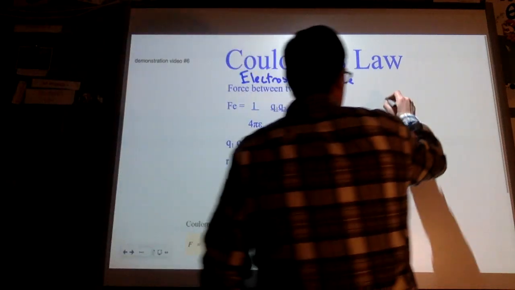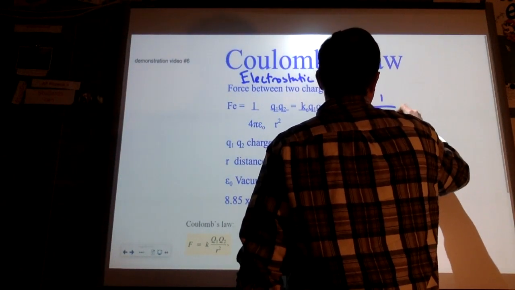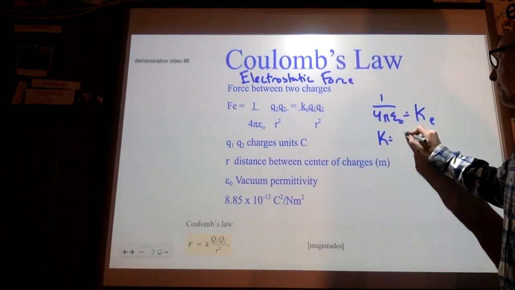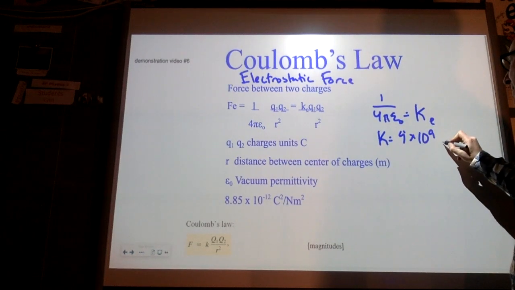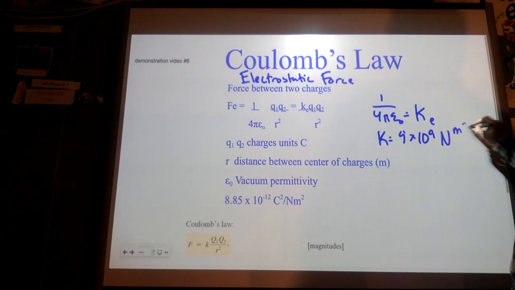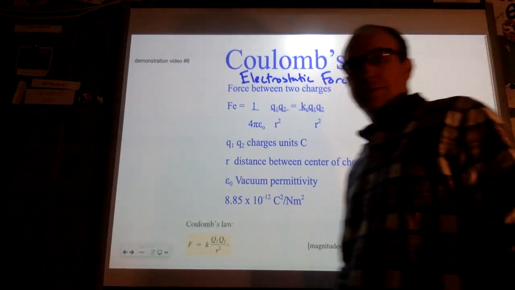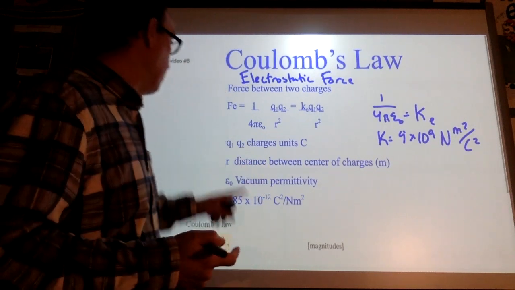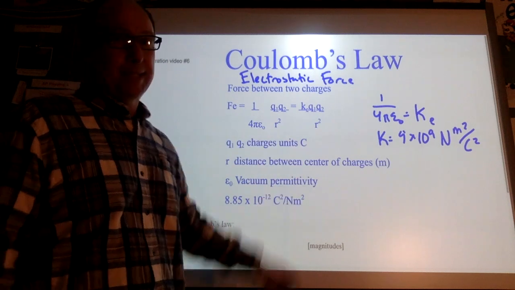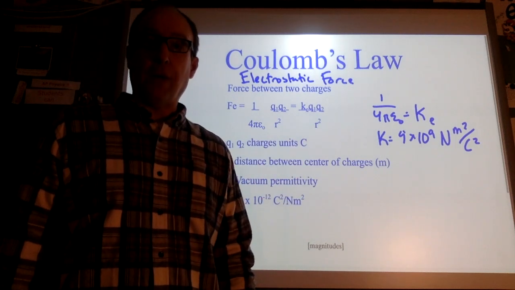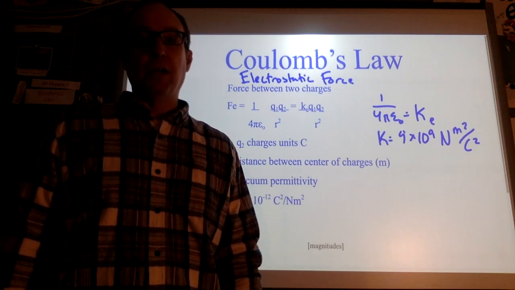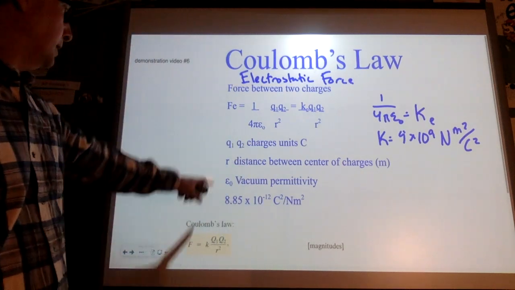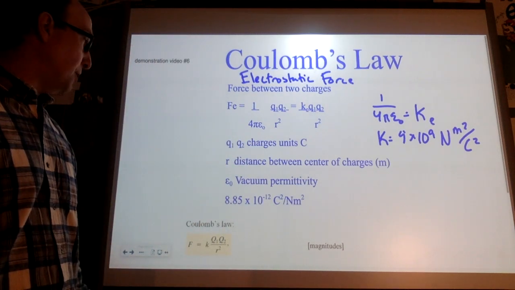We just rewrite this 1 over 4 pi epsilon 0 as a little k. And this k ends up being 9 times 10 to the 9th newtons meters squared over Coulomb squared. So we have a constant. We have two charges, Q1 and Q2, which are both going to be measured in C. And you can use lowercase q or uppercase q, just like we do with the mass, because very often one of the charges is much bigger than the other one. R is going to be the distance between the center of charges.